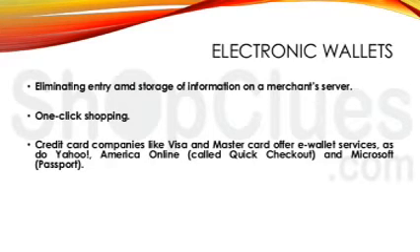One-click shopping: we can use only one click for the payment of our transaction. That means we can purchase any products by giving our wallet details and one click for the payment. Credit card companies like Visa and MasterCard offer e-wallet services, as do Yahoo, America Online with quick checkout, and Microsoft with Passport, etc. So these are the objectives or features of electronic wallets.